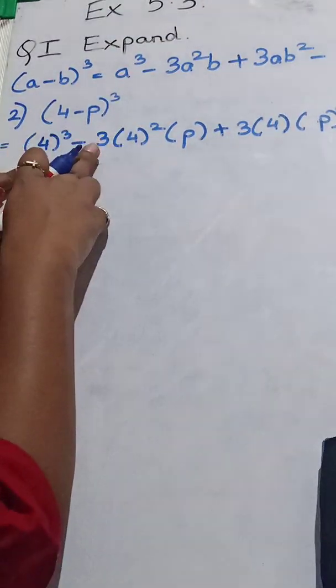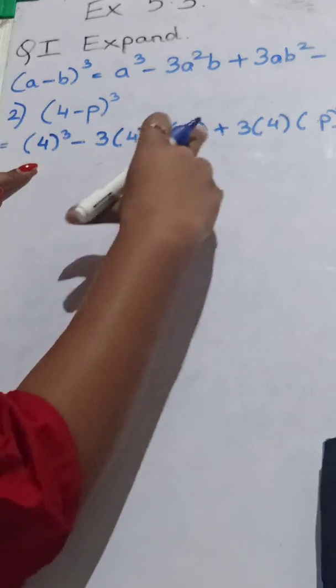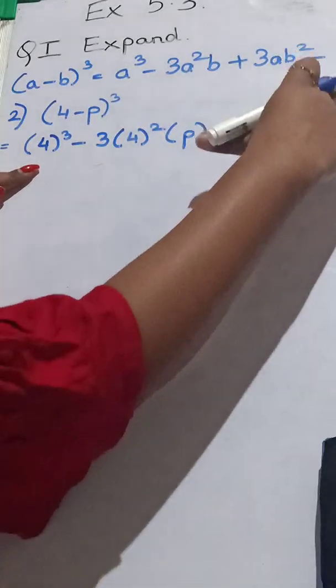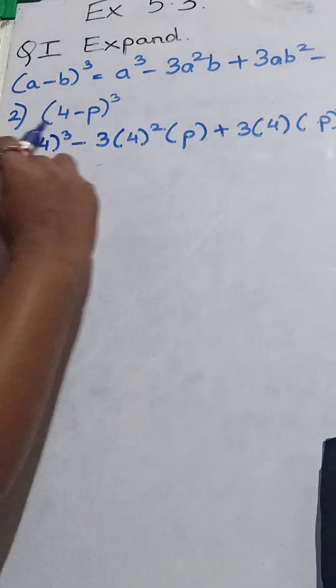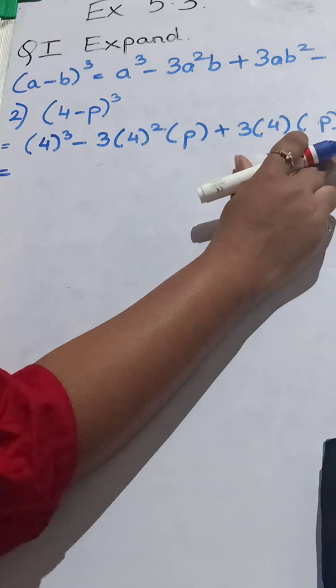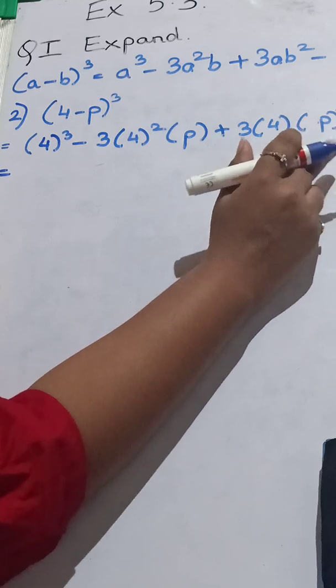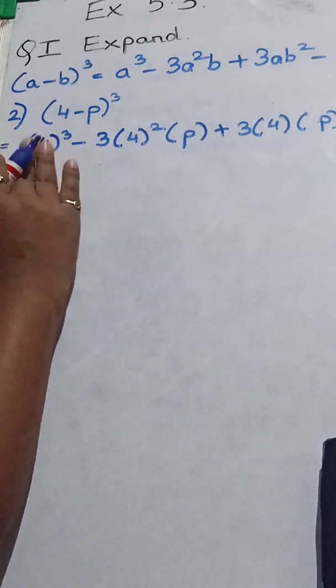a cube minus 3a square b plus 3ab square minus b cube. So we have already substituted it according to the formula, but now we have to solve. That means first we need to open the brackets. So let's begin opening the brackets.